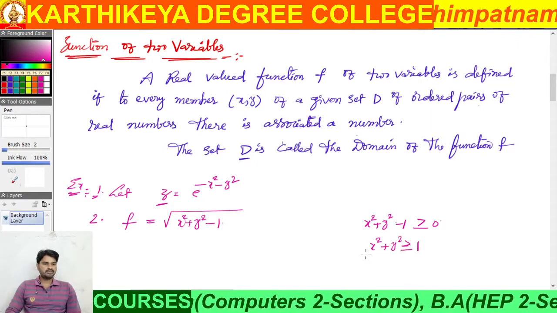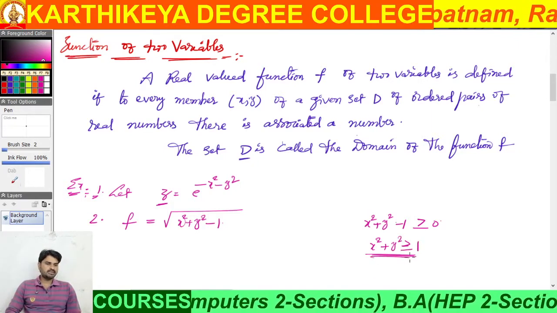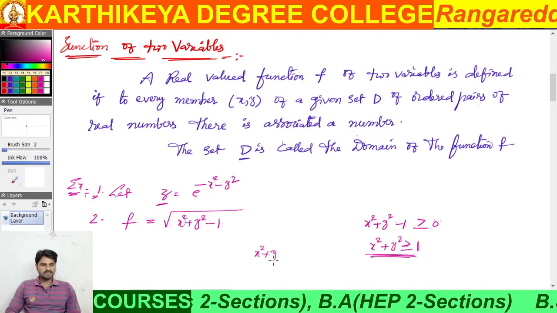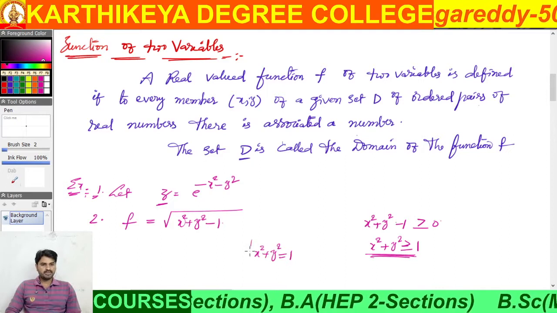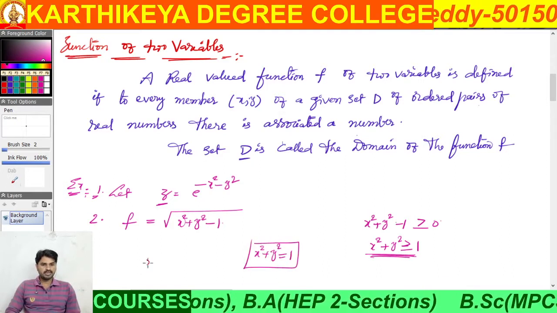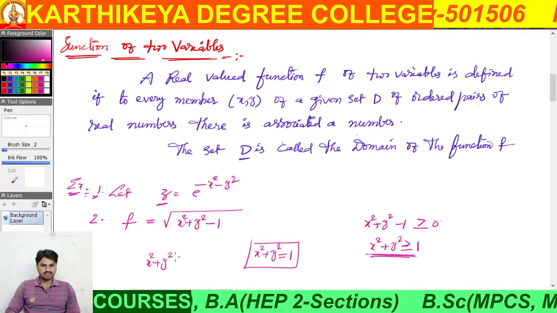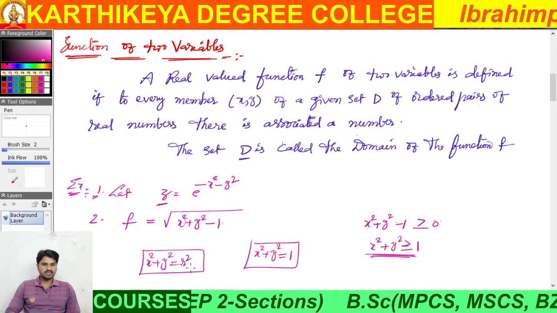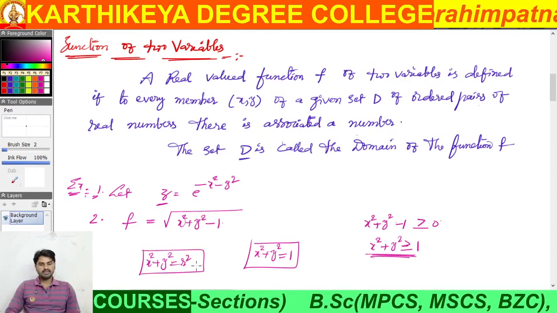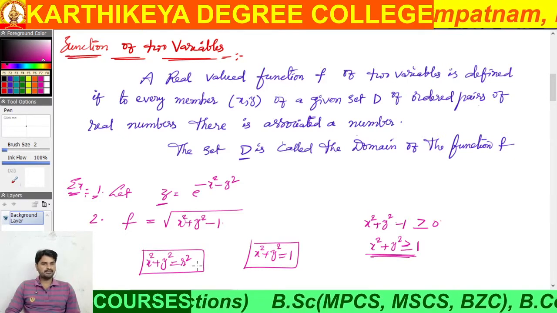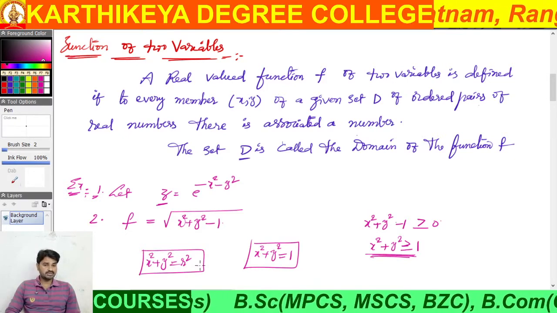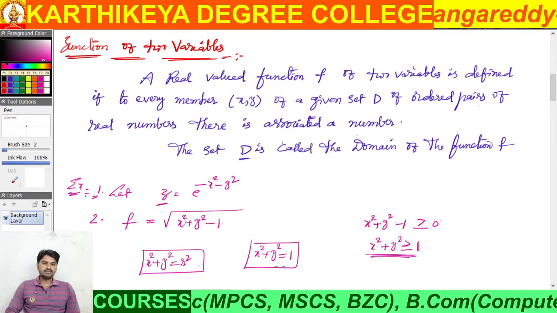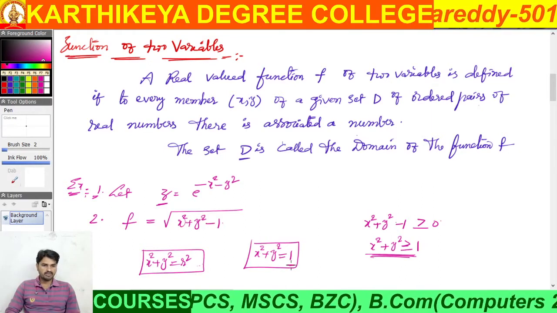Okay, this is the condition here. In this one, if you take x square plus y square is equal to 1, it will be of the form x square plus y square is equal to r square. Have you any guess here? This represents the equation of the circle in standard form, having the center (0, 0) and the radius r. Here the r value is 1.